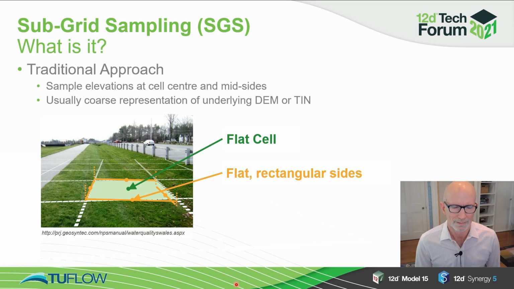And where your underlying DEM or TIN is of not dissimilar resolution or doesn't vary much in elevation, that's fine. But sometimes you start to miss out key features. So in this case, we've got a swale going down the side of a road, and we're not going to really capture that very well at cells of that sort of resolution.